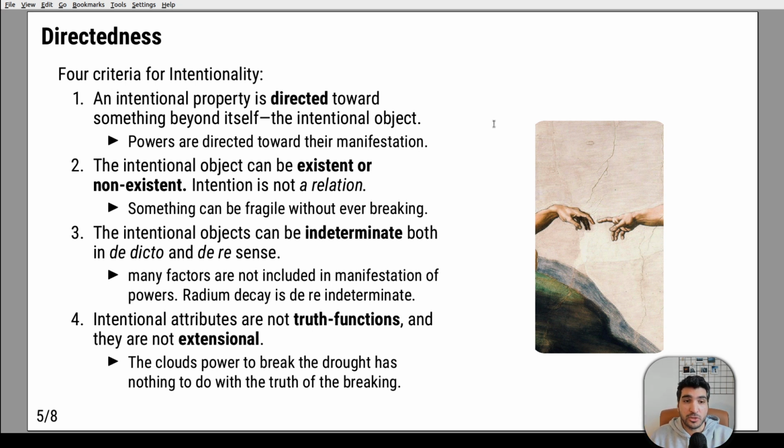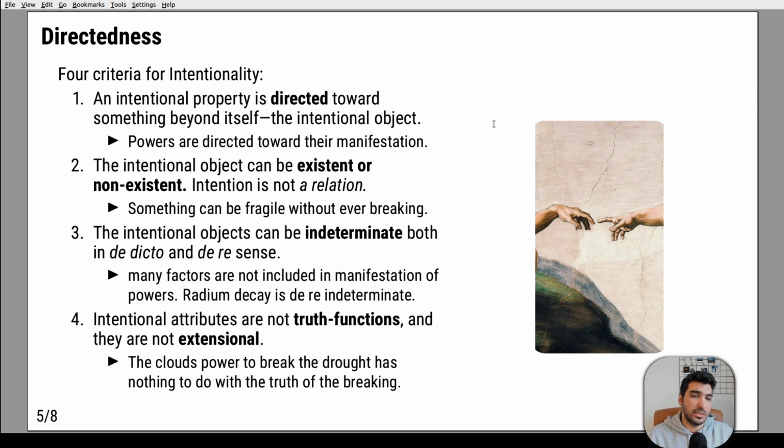They can be indeterminate in the sense that many factors in the manifestation of a power can be skipped. Like we can talk about the breaking of that glass in vague terms. We don't specify exactly how it's going to break. We just talk about it like just breaking, or it's going to break soon. We can define a power in a way that is vague, but it can also be de re indeterminate.